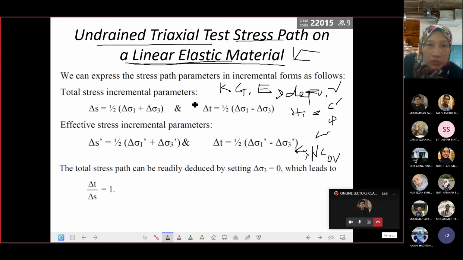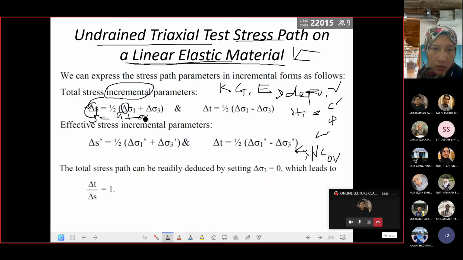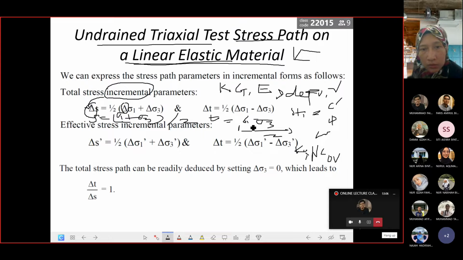Okay, back to here. In order to determine the stress path in the T and S, if you have the total stress incremental parameters, the incremental here indicates the symbol of the delta. So when you are given a question, what is the incremental total stress parameter, it means you have to get delta S. What is delta S? So you have to know the value of S, initial condition and also final condition. So for this case, the same formula we use. The only difference is that due to the incremental, all the original formulas change. The original formula for S is sigma 1 plus sigma 3 divided by 2. For T, it is sigma 1 minus sigma 3 divided by 2. This is if it does not involve incremental stress. But if it involves incremental, the original formula changes to the additional one with the incremental symbol.